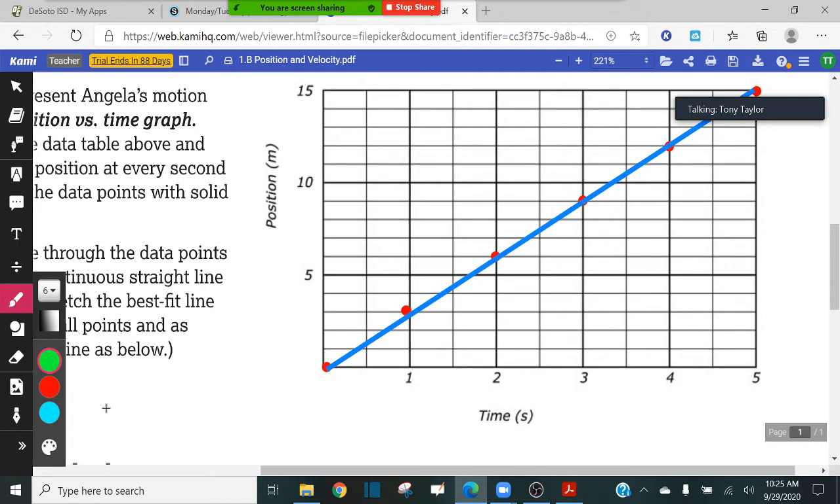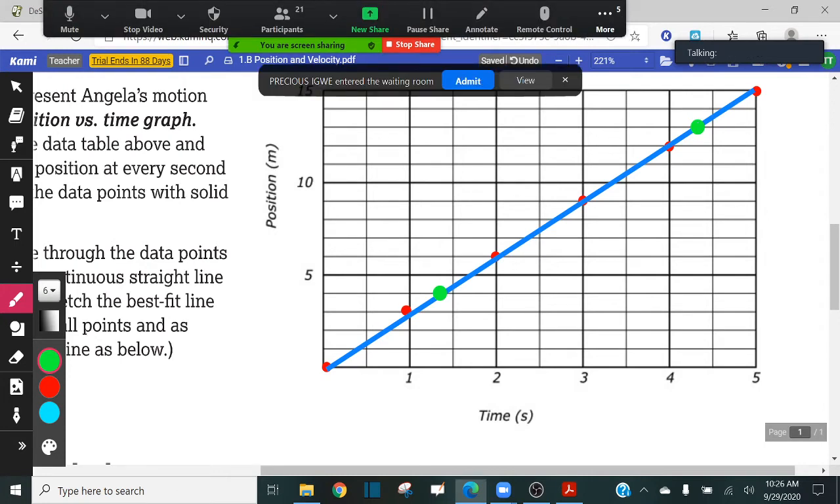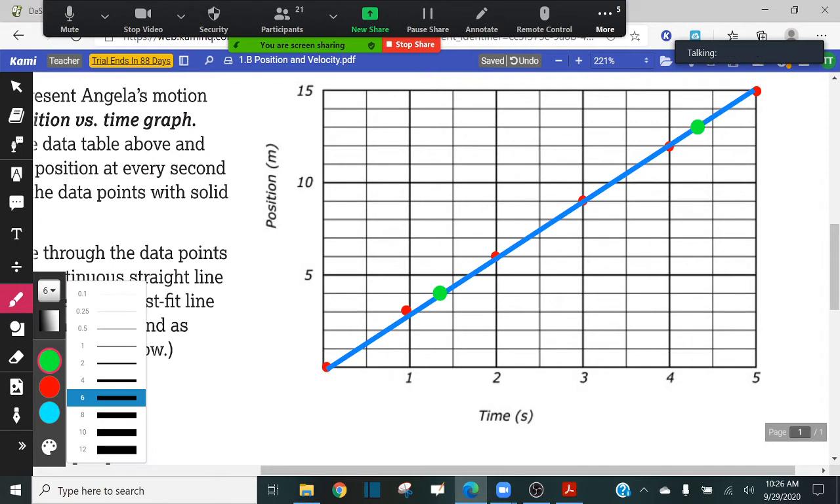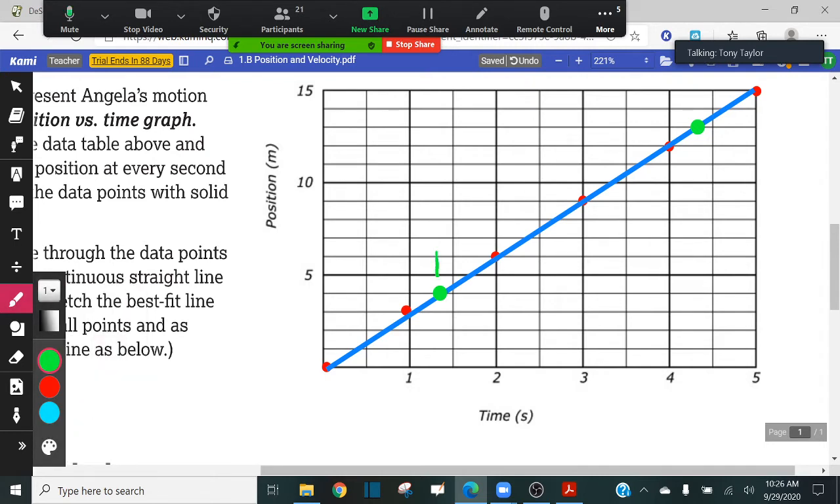So they chose points. Let me see. They chose this point right here at 4 meters. And then they chose this point right here at 13 meters. So this is 15, 14, 13 meters. So in order to find the slope here, I am going to label this point one, and I'm going to label this point two.